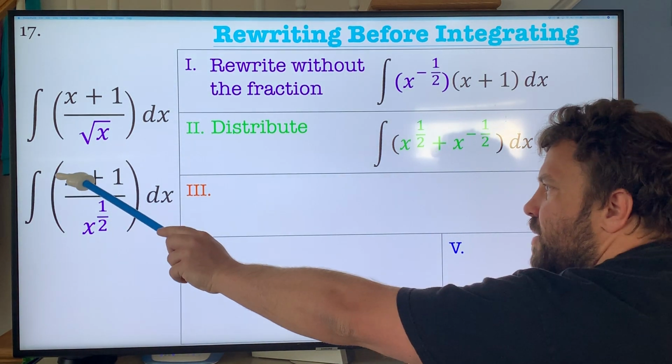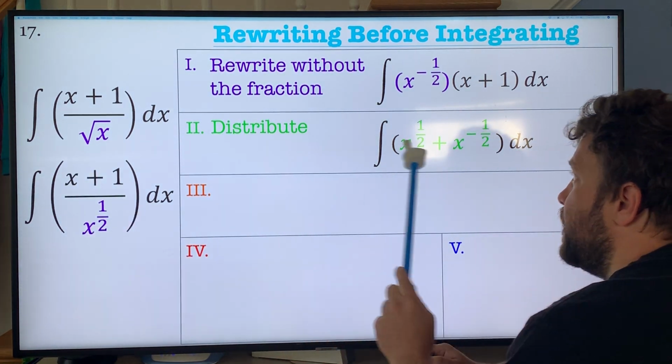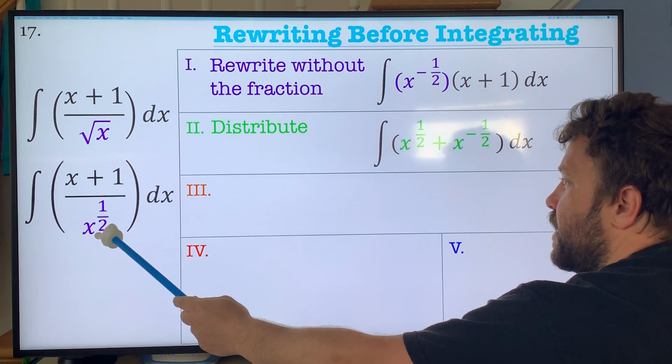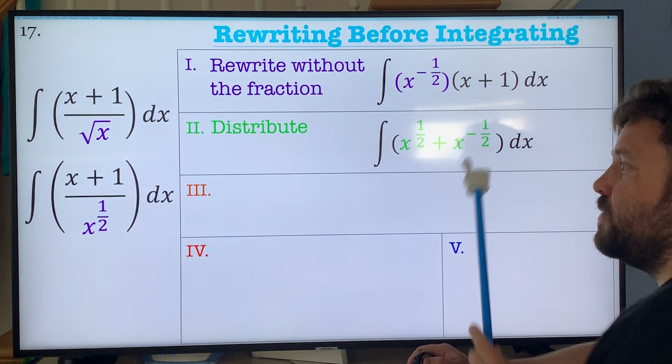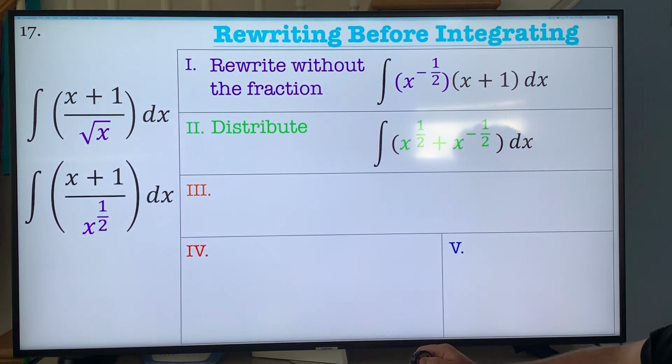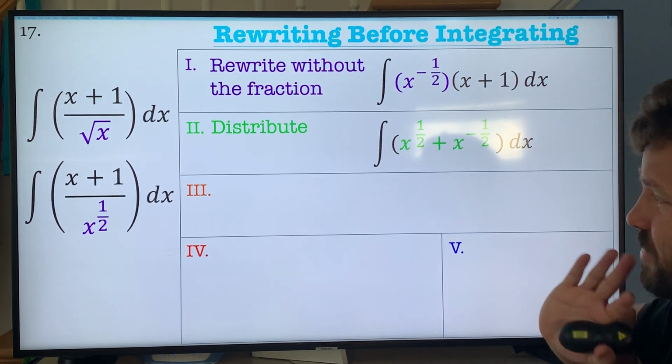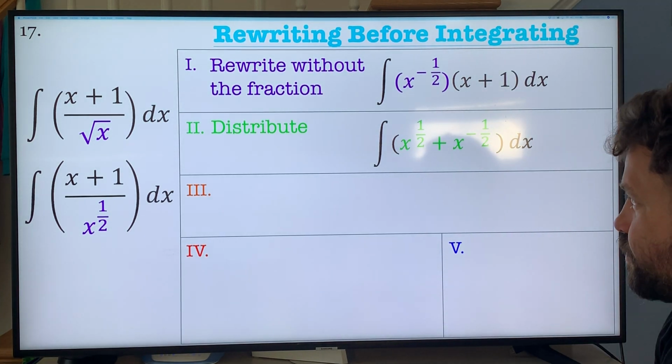If you wanted to do it this way, 1 minus 1/2, you get x to the 1/2. 1 over x to the 1/2 is x to the negative 1/2. You could do it that way as well. You could just do division. I think it's easier to distribute. Once again, totally up to you.